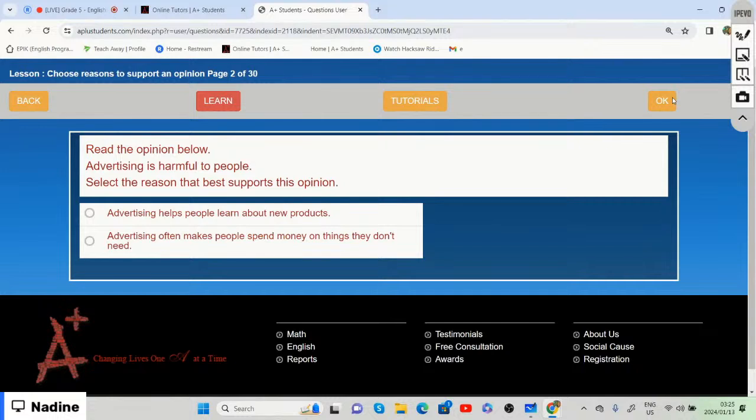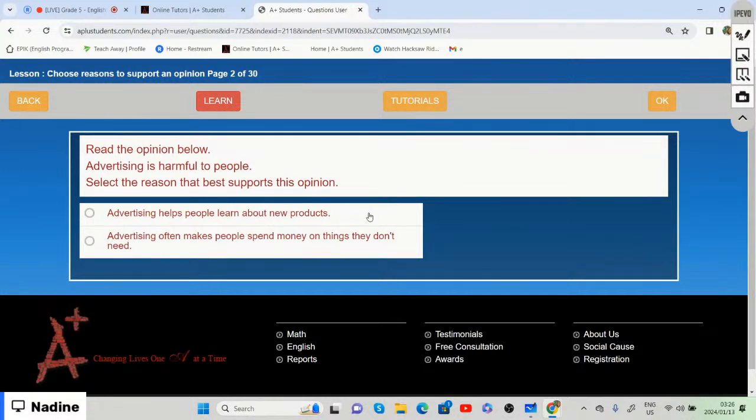All right. So we see that advertising is harmful to people. And if we look at the options, it says advertising helps people learn about new products, which is true. And also, advertising often makes people spend money on things they don't need, which is also true. People must also understand that advertising companies are there to make money. Sometimes it's about awareness, whereas some people do not even understand the definition of awareness. And advertising often makes people spend more money on things they don't need, so that is why we say advertising is harmful to people.